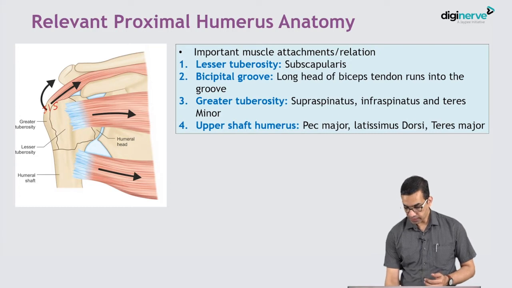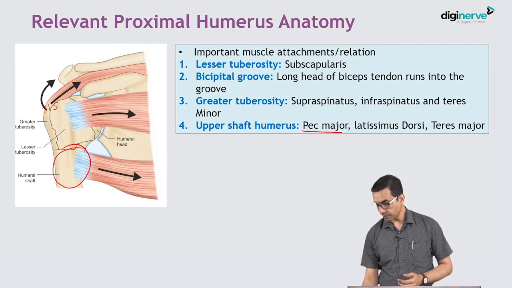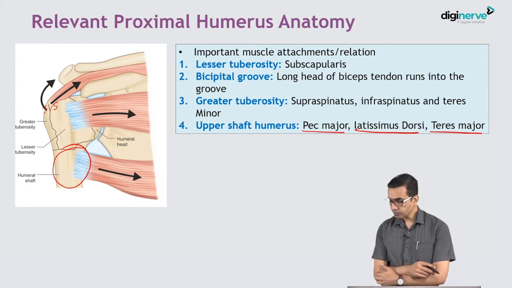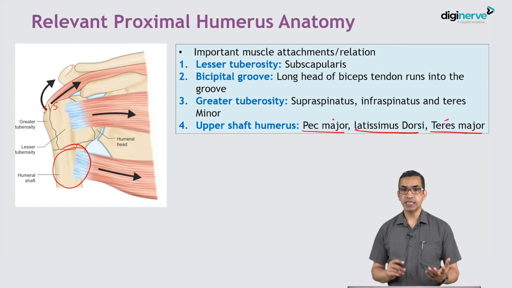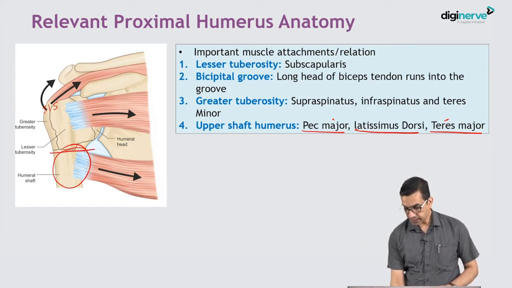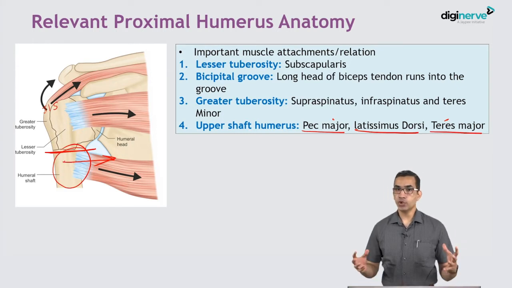On the upper shaft of the humerus, that is this part, you have three important muscles attached: pectoralis major, latissimus dorsi and teres major. I am sure you remember the mnemonic that the latissimus dorsi is between the two majors, that is the teres major and the pec major. When a fracture happens at the surgical neck, because these muscles come from the medial side, it can medialize the shaft of the humerus.